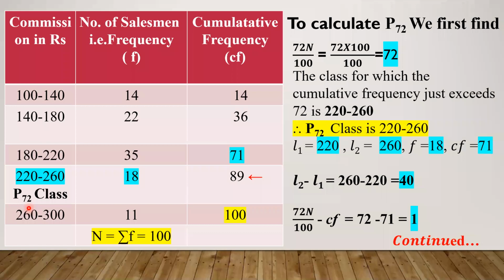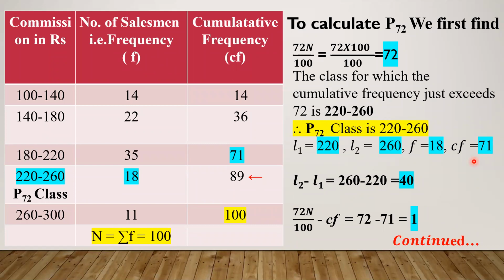Once I have located the class, I will write down the values required for my formula. I require L1, which means the lower boundary. It is 220. L2 means the upper boundary, that is 260. F means the frequency of this class. It is 18. What is CF? The cumulative frequency of the class just above the P72 class. It is this, and the value of CF is 71.